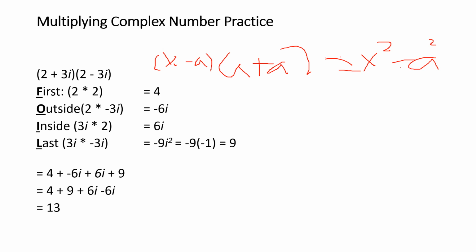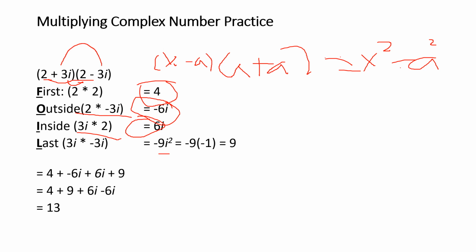So my first is 2 times 2, which is 4. Then my outside is 2 times negative 3i, which is negative 6i. And my inside is 3i times 2 right here, which is plus 6i. And then my last is 3i times negative 3i, and that's going to be negative 9i squared, because 3 times 3 is 9.